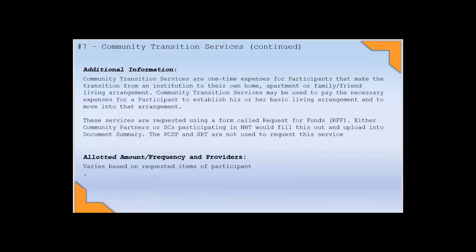A little bit more information. There are some services that, just describing it and just giving it an example, it wasn't enough. So we went ahead and gave additional information that we thought would be beneficial for the work that you need to do with these services. So just giving a high-level overview, these services are requested using a form called the Request for Funds. So either community partners or SCs participating in NHT would fill this out and upload into TrueCare.